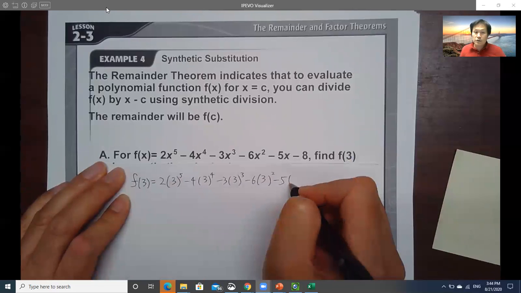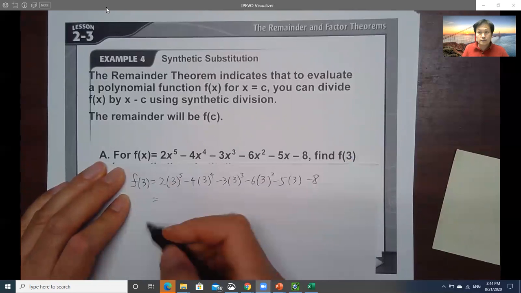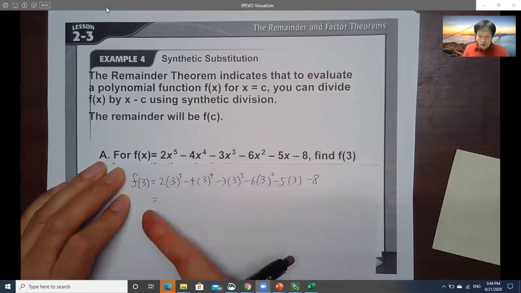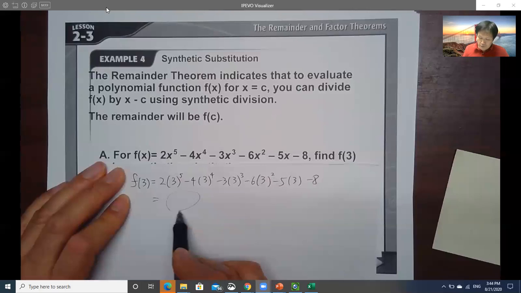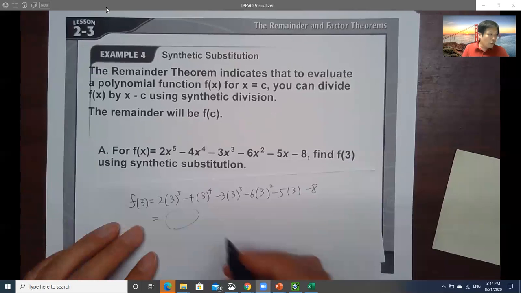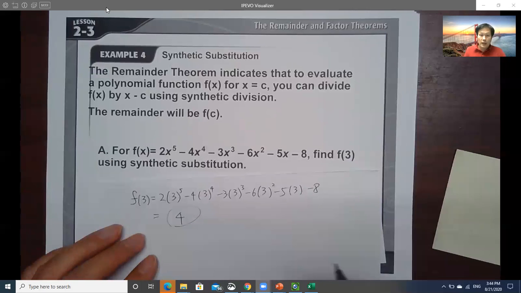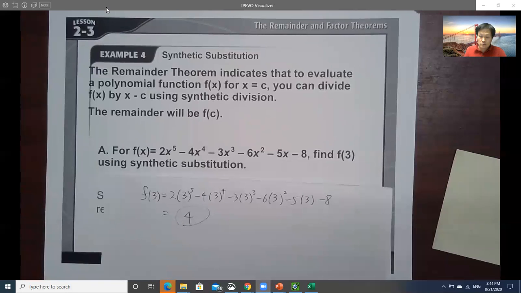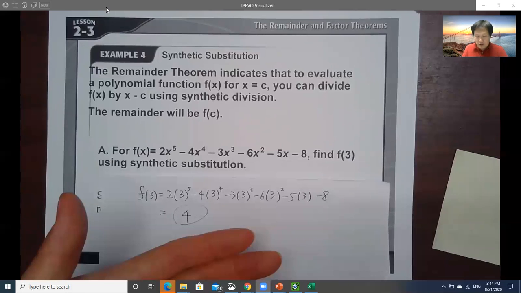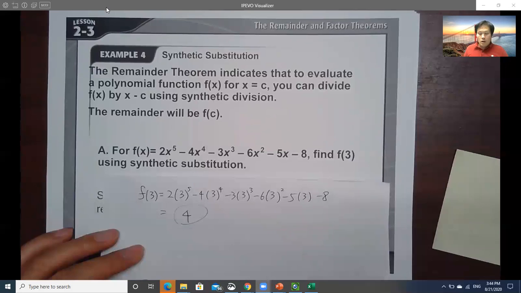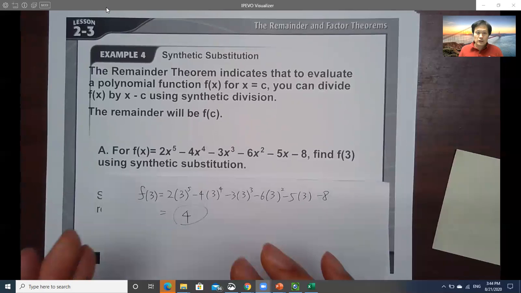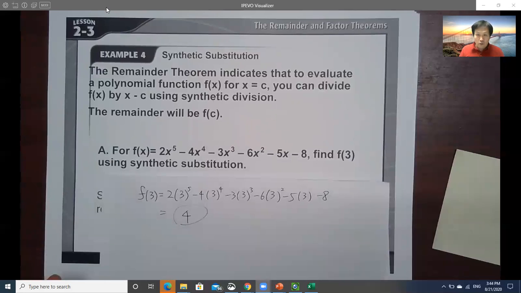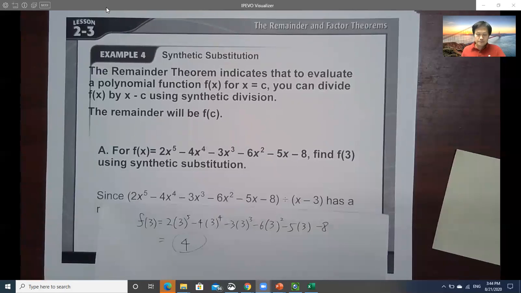Isn't that how you calculate f of 3? Yes. Can I just put that into the calculator to get the answer? Yes. If you do that, you will get 4 as an answer. Okay, if you type all that into the calculator, you get 4. Here it's introducing that you can use synthetic division to find that 4. Now you might say, how? Just do synthetic division.